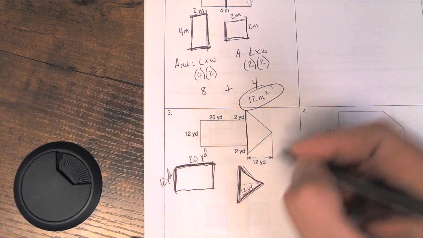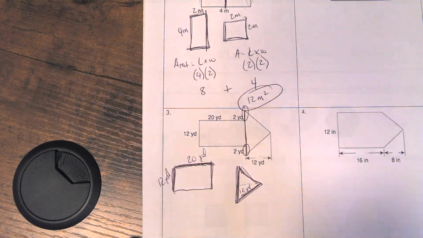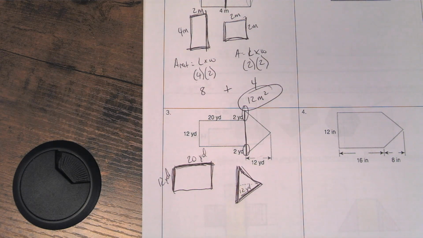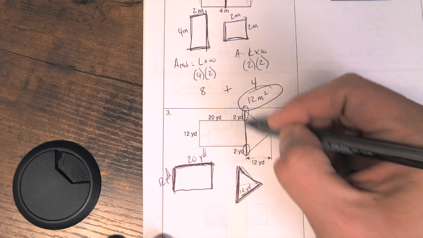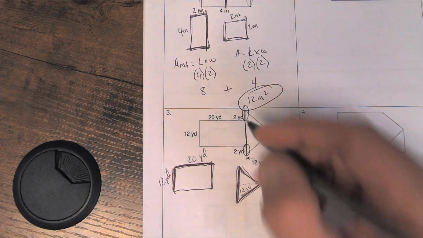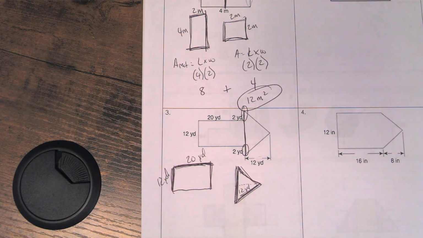Now we got to find the base. So these two right here are talking about part of the triangle. It's just an overhang. So we have 2 yards here, 2 yards here, but what about this middle piece? 12. So how long is it going to be all together? 16.